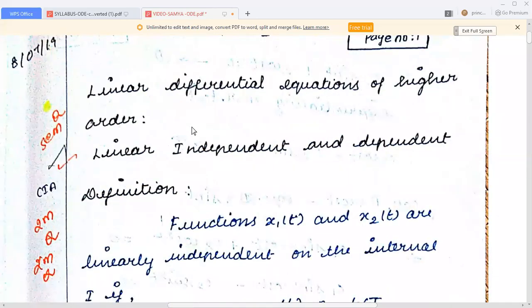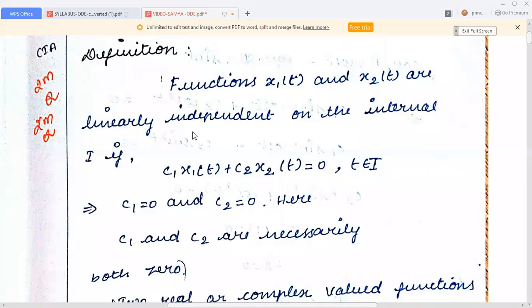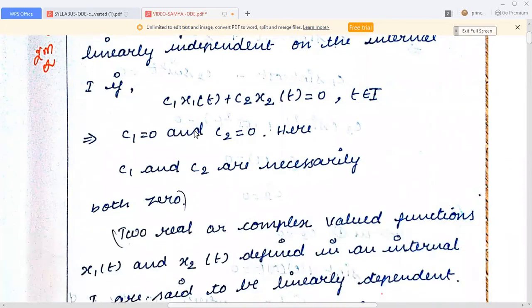Functions x1 of t and x2 of t are linearly independent on the interval I if c1 into x1 of t plus c2 into x2 of t equal to 0, where t is a point in the interval I. So this implies c1 equal to 0 and c2 equal to 0. Here c1 and c2 are necessarily both 0.